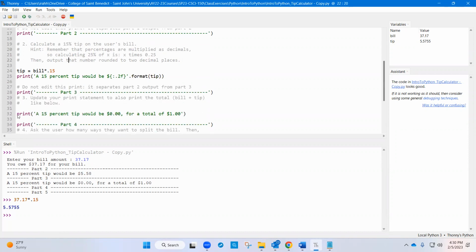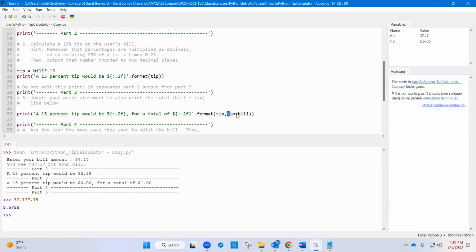Third part asks us to display the tip added to the bill, so the total. A 15% tip would be, here is where the tip is going to go, and for a total of, and here's where we're going to put the total, 0.2f over here. And we've got 2 variables that we need to display. The first one is the tip, and the second one is the tip plus the bill. Okay, so add them up together, and then display the value.